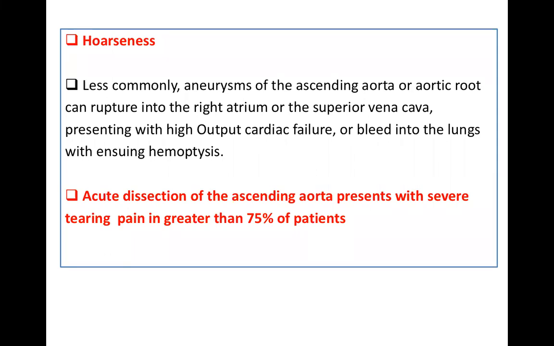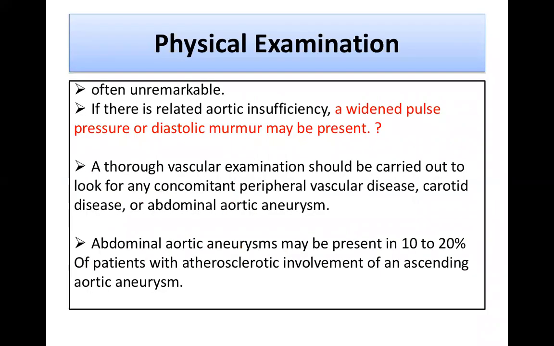Acute dissection of the ascending aorta presents with severe tearing pain in greater than 75%. Physical examination is unremarkable, with signs of aortic regurgitation like widening pulse pressure or diastolic murmur. Although, the vascular exam should be carried out to look for concomitant peripheral vascular disease, carotid disease or abdominal aortic aneurysm.